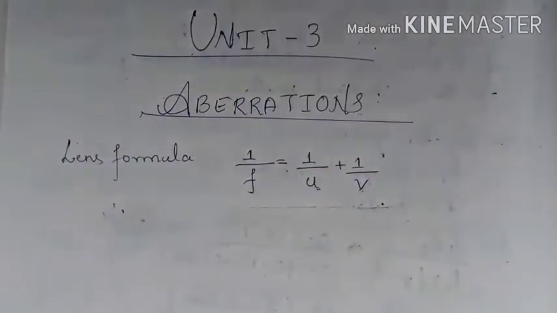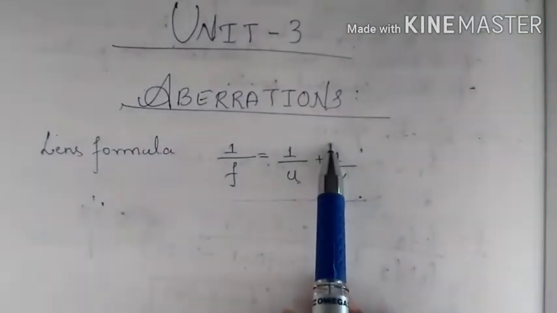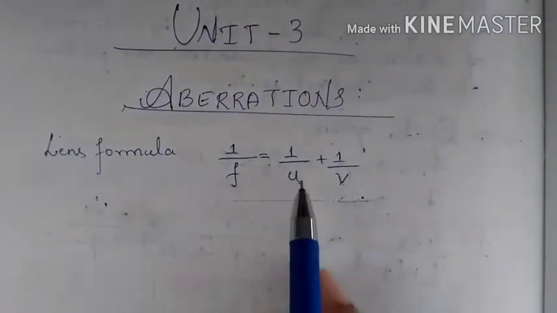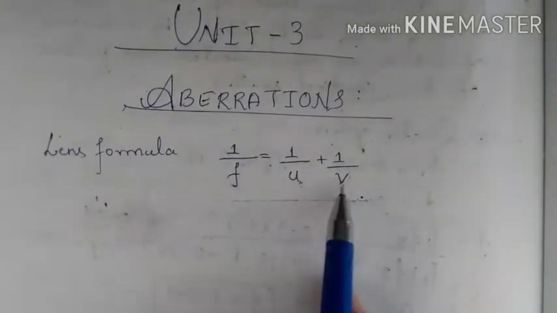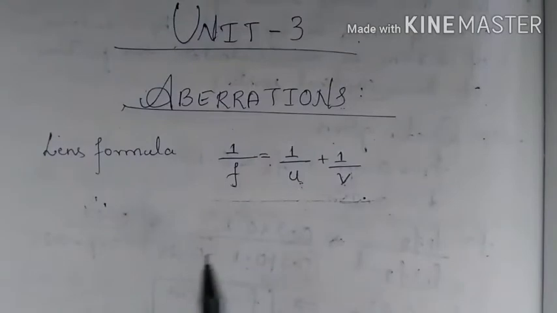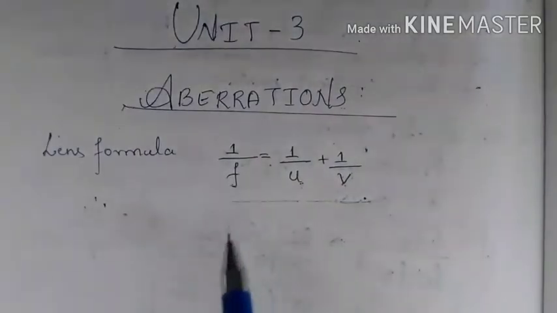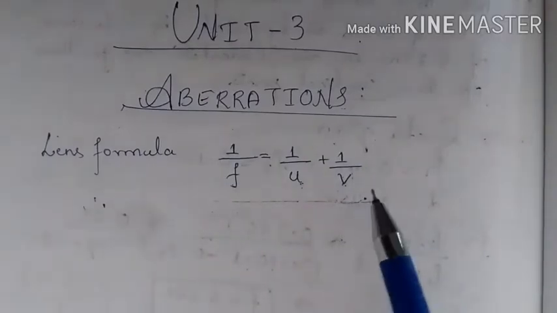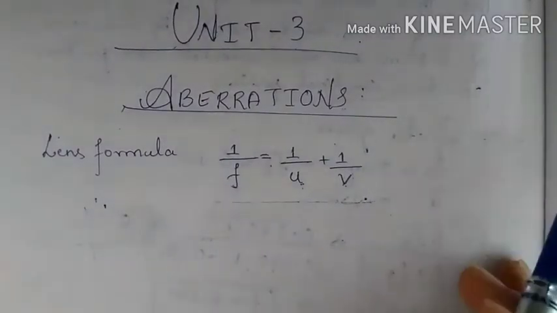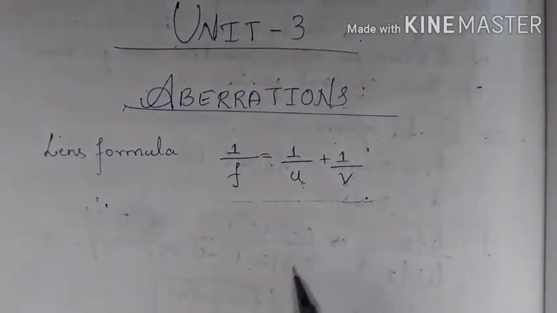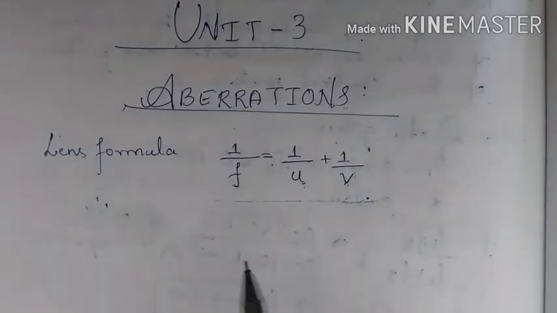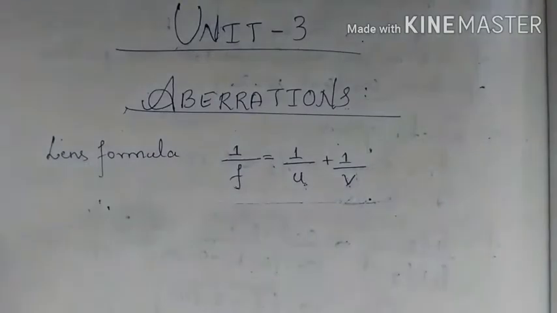So now what to do? If the aperture is very large, then we don't get the exact value of f, u and v. There will be a deviation from the actual size, shape and position of the image when it is calculated. This defect is known as aberration. So now what is aberration?